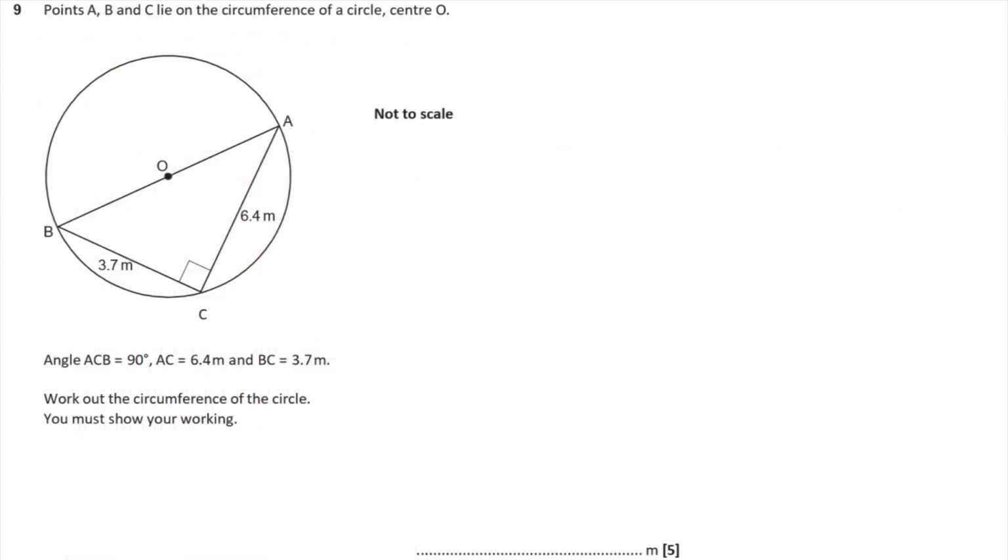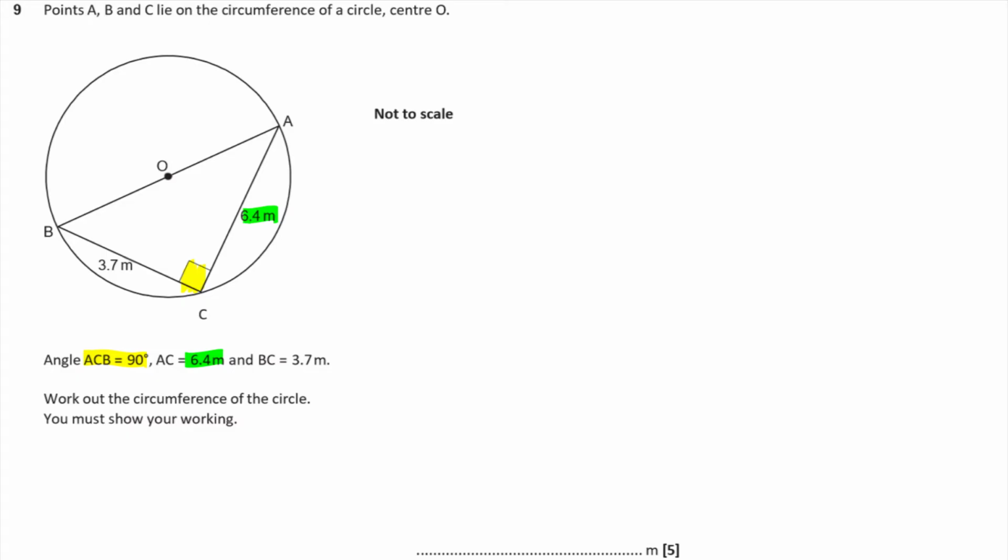Question 9. Points A, B and C lie on the circumference of a circle, centre O. Angle ACB is 90. Now ACB is 90, that's already marked. ACB is 90 is this one here, isn't it? And then what else we've got? AC is 6.4. They've already drawn that on as well, it's there.